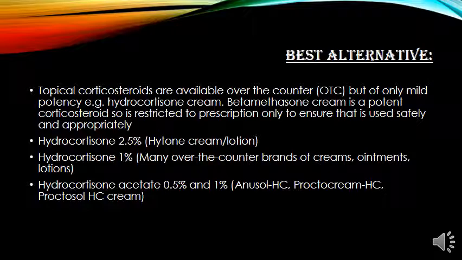So the best alternative is hydrocortisone, and as mentioned in the slide, topical corticosteroids are available over the counter but of only mild potency. Example, hydrocortisone cream. So this is attributed to the fact that it is available over the counter. Betamethasone cream is a potent corticosteroid, so it is restricted to prescription only to ensure that it is used safely and appropriately.